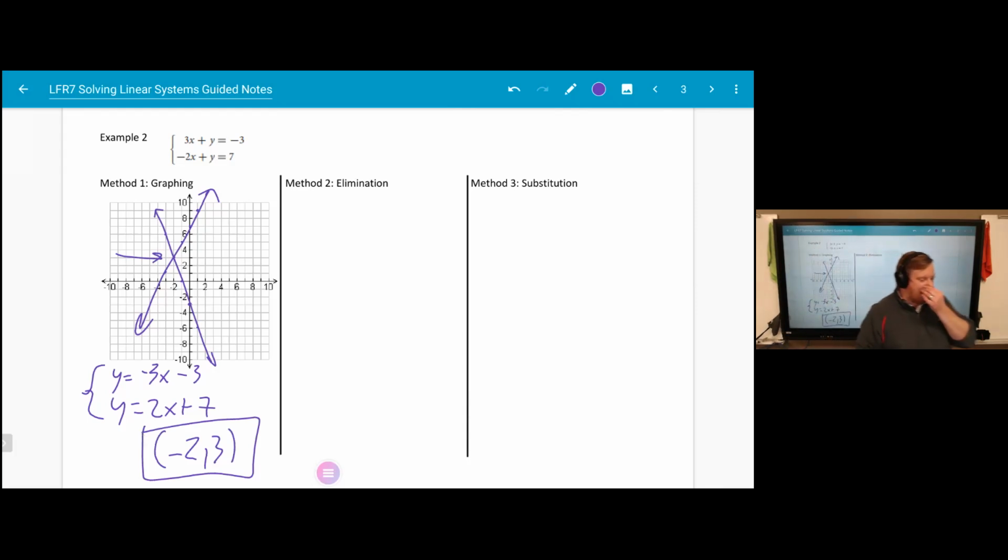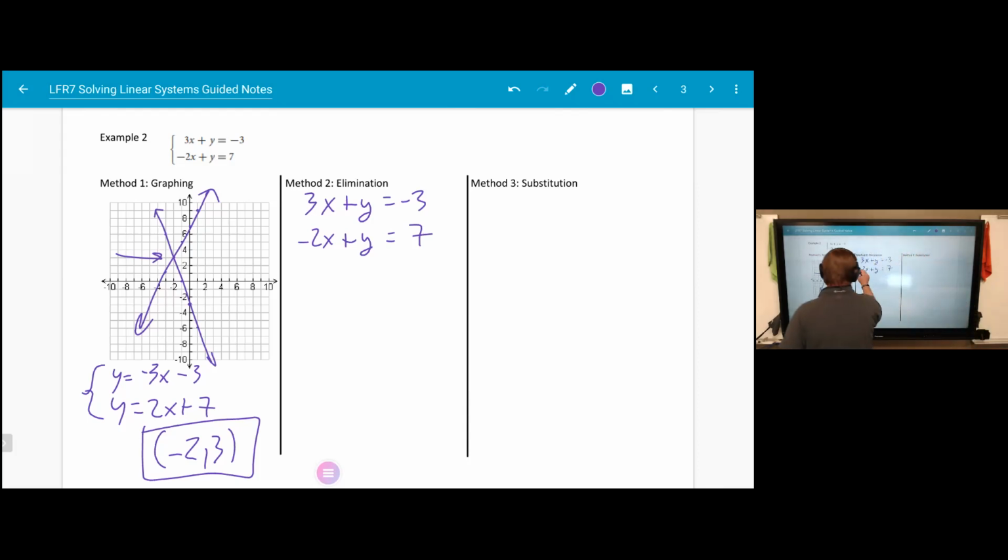Now, when you're doing graphing, you just do the best you can with it, the best estimate that you can. The elimination method, though, let's rewrite what we've got. I'll start with 3x plus y equals negative 3, and negative 2x plus y equals 7. I see y's again. I could do that subtraction business again, couldn't I? What if I subtracted the second one from the first one? What do I get here?